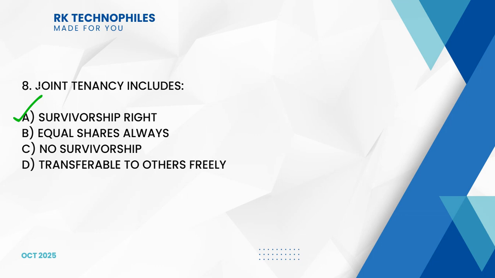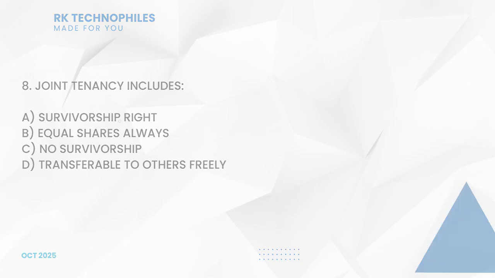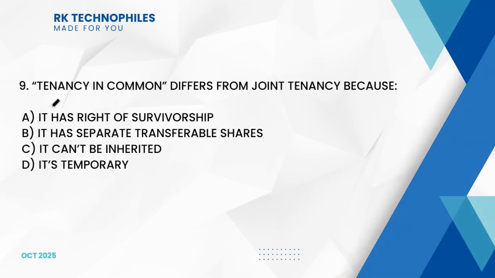Where does the inheritance occur? The next questions it will be there. I think yes. Tenancy in common differs from joint tenancy because it has right of survivorship. No. It has separate transferable shares. Can be inherited. Can't be inherited. It is temporary. It has separate transferable shares.